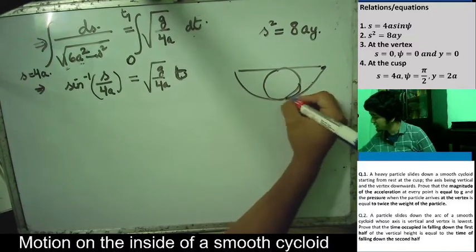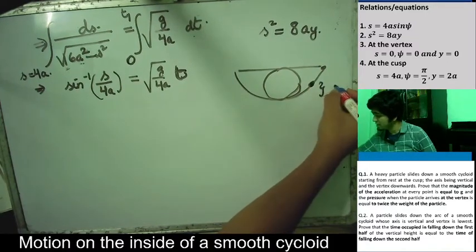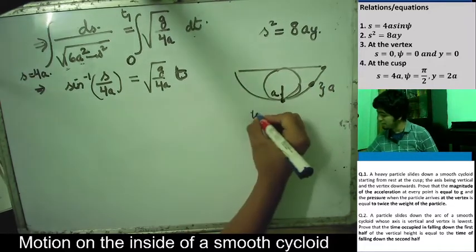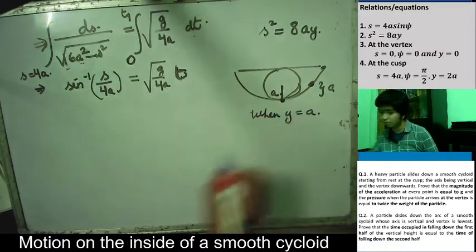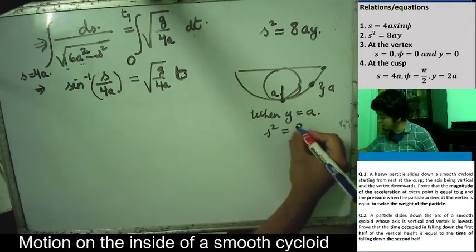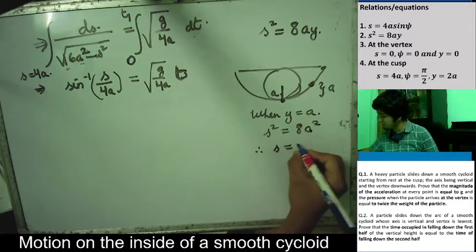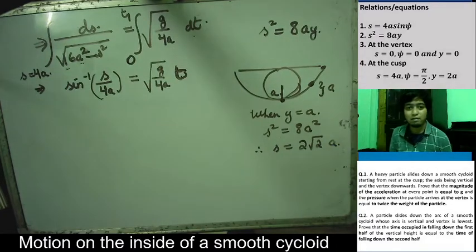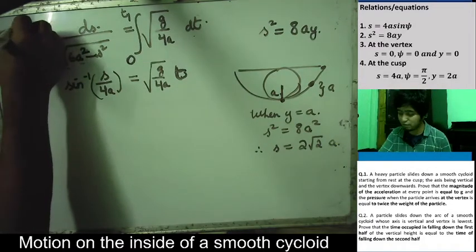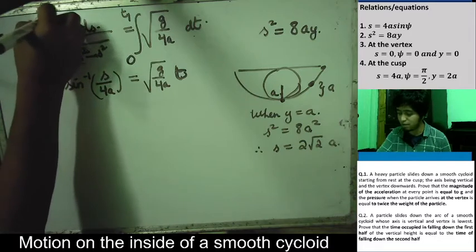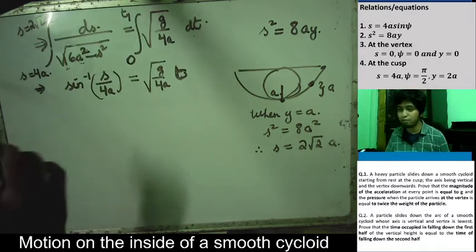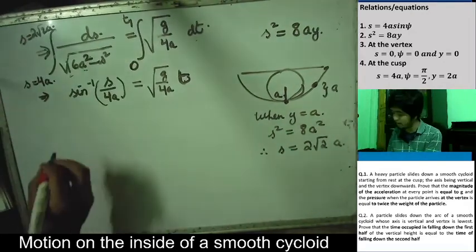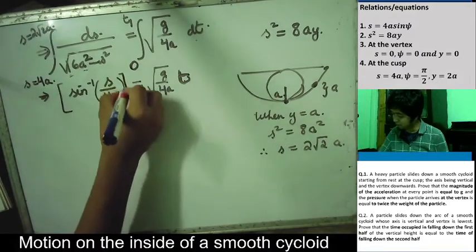So when the height is here, this height is equal to a, which is the radius of the circle. So when y is a, s squared will be 8a squared. Therefore, s will be 2 root 2a. So over here the limit will be s equal to 2 root 2a. I hope it can be seen. Similarly, over here we can put the limit 4a.